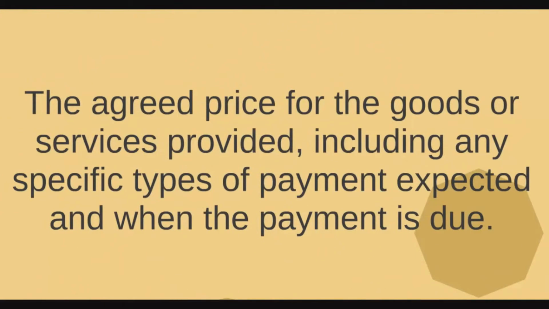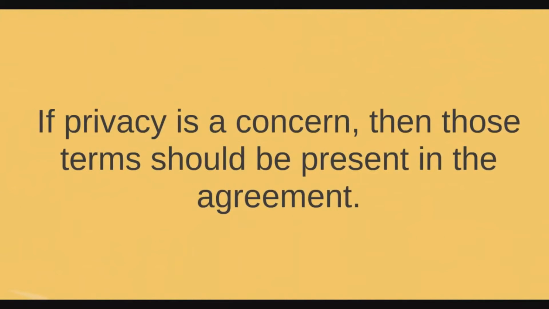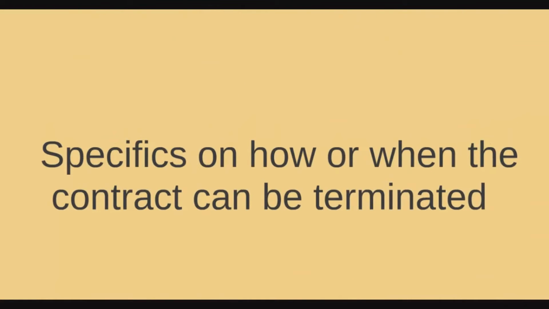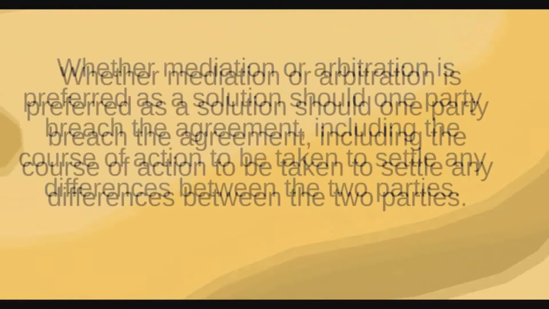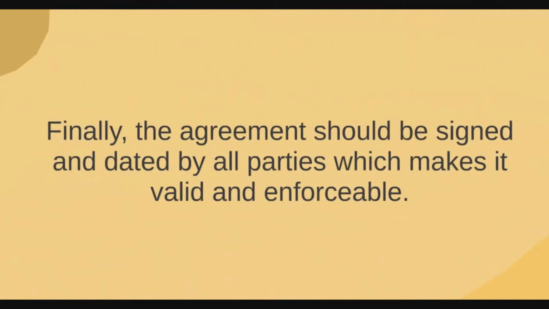The agreed price for the goods or services provided, including any specific types of payment expected and when the payment is due. If privacy is a concern, then those terms should be present in the agreement. Specifics on how or when the contract can be terminated. Whether mediation or arbitration is preferred as a solution should one party breach the agreement, including the course of action to be taken to settle any differences between the two parties. Finally, the agreement should be signed and dated by all the parties, which makes it valid and enforceable.